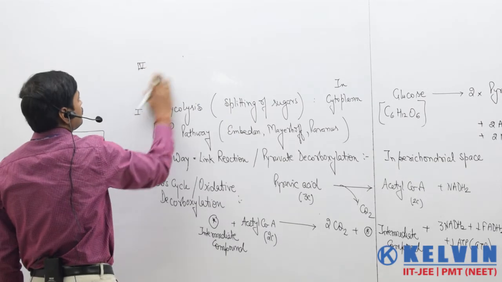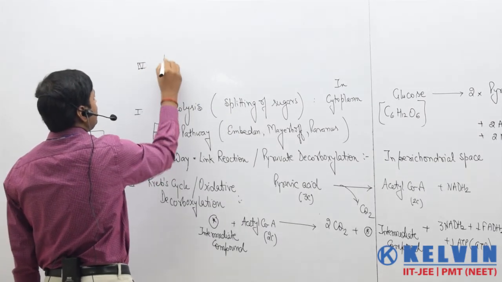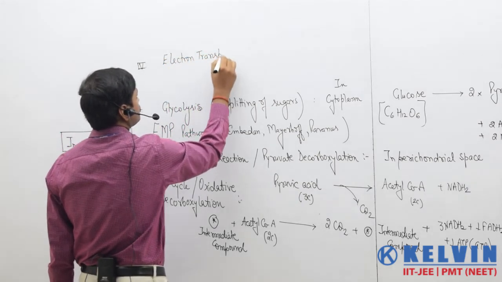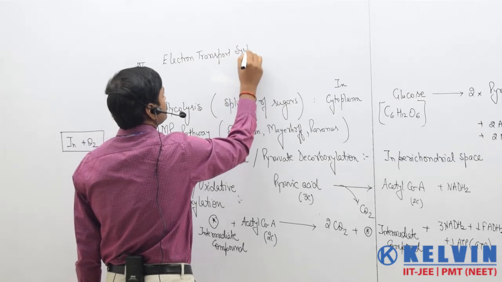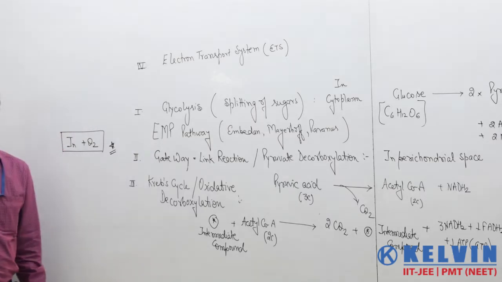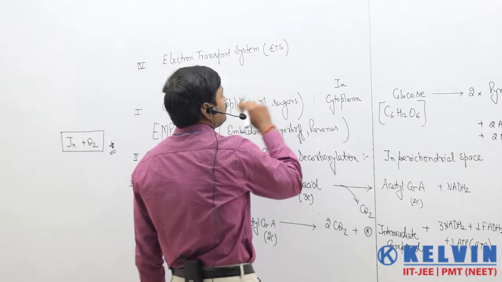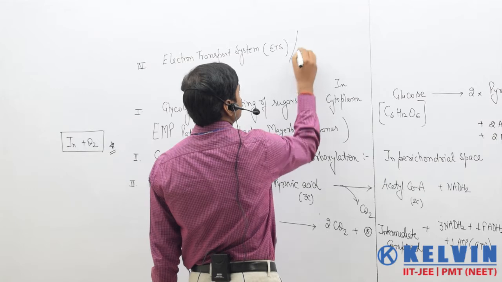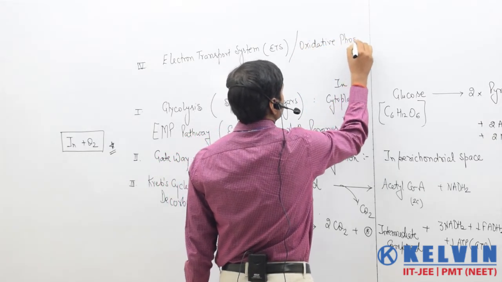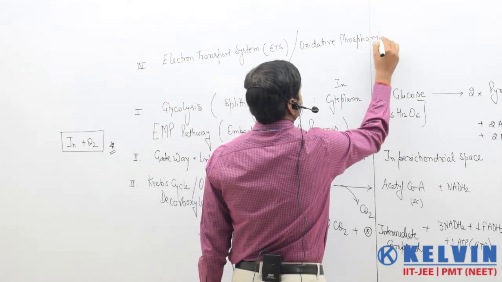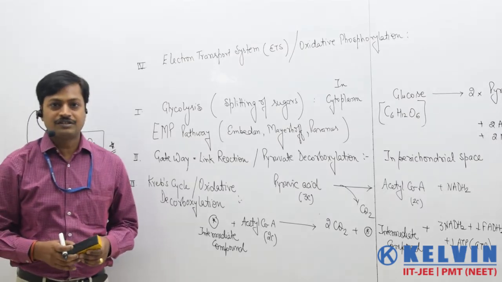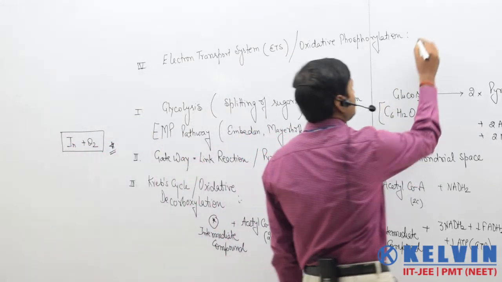So it is simply called electron transport system, or ETS. So ETS is the 4th step. As far as ATP is formed by the oxidation, it is also known as oxidative phosphorylation. So the 4th step is the ETS or oxidative phosphorylation that occurs in the inner mitochondrial membrane.